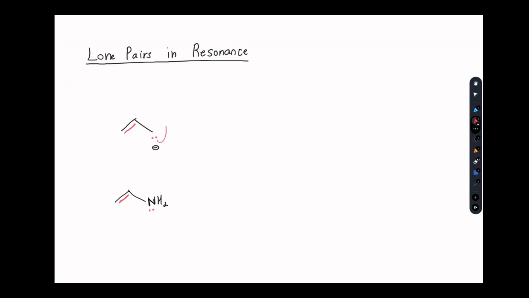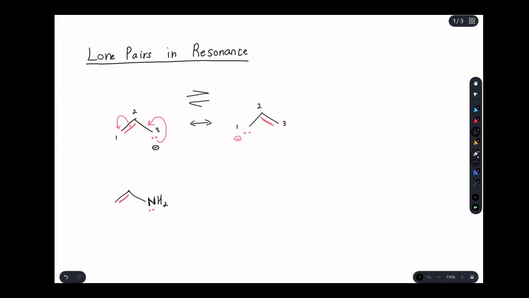And we can resonance stabilize it by moving that lone pair to form a pi bond, breaking this pi bond to form a lone pair on that carbon. If I number them 1, 2, and 3, we say that this is resonance stabilized. The lone pair goes here now in this resonance form. And remember, this is not an equilibrium, they don't go back and forth.